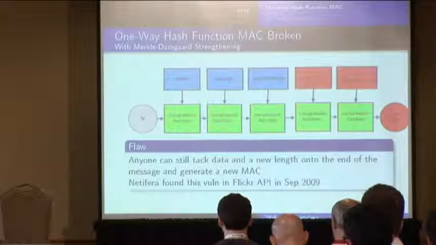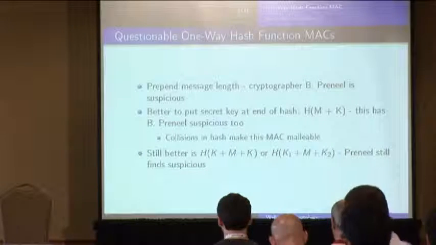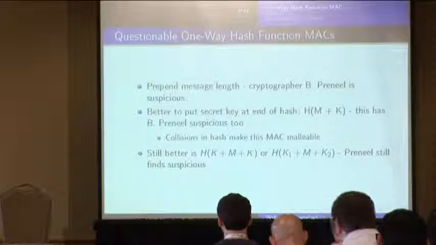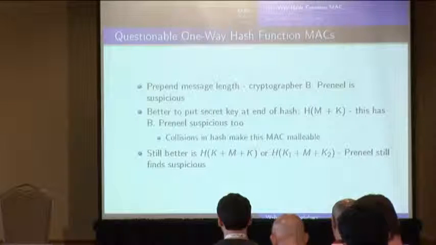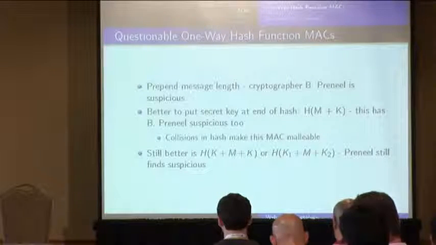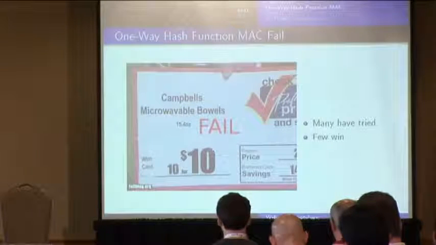So a bunch of people have tried various other iterations to try and address these. It feels like we're kind of going down a rabbit hole here. Some people prepend the message length. Bart Preneel is pretty suspicious of that. You can put the secret key at the end of the hash, but collisions in the hash make the MAC malleable, and we don't like that. You could put the key in front and back, or you could put two different keys, one in front, one in back. These all kind of make everyone uncomfortable. So many have tried, a few have won.